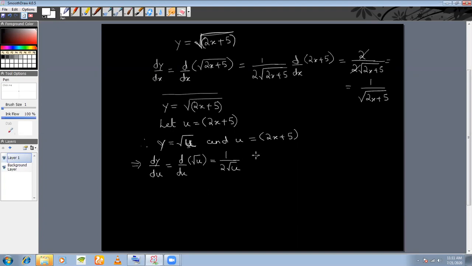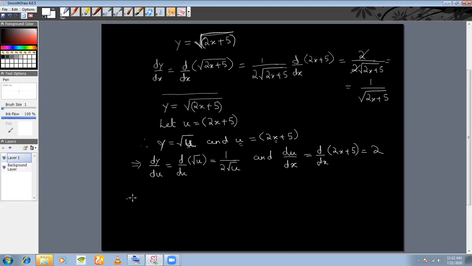Okay. And what about u is equal to this? What you do is you find du. See, u is a function of x, so you can find du/dx here. du/dx is equal to d/dx of 2x plus 5, which is nothing but 2.